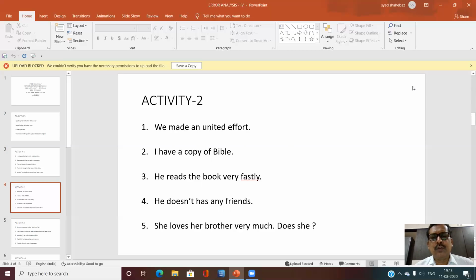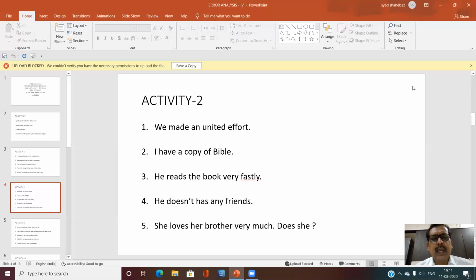So the grammar rule, you have to remember that the sound is important, not the letter. Use the article a. Though here the word is beginning with vowel letter, in pronunciation it is giving consonant sound, that is Y sound. So we are using a. We made a united effort.